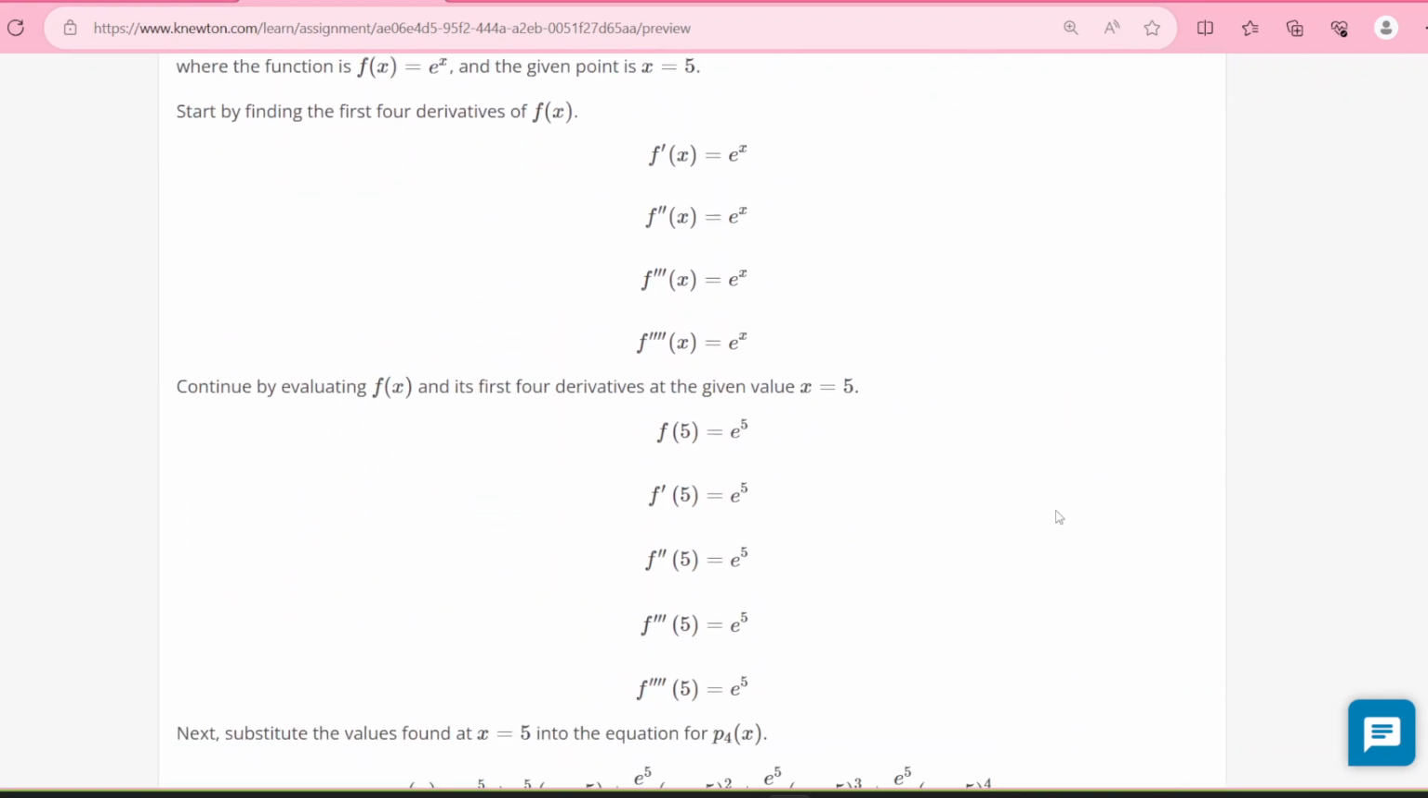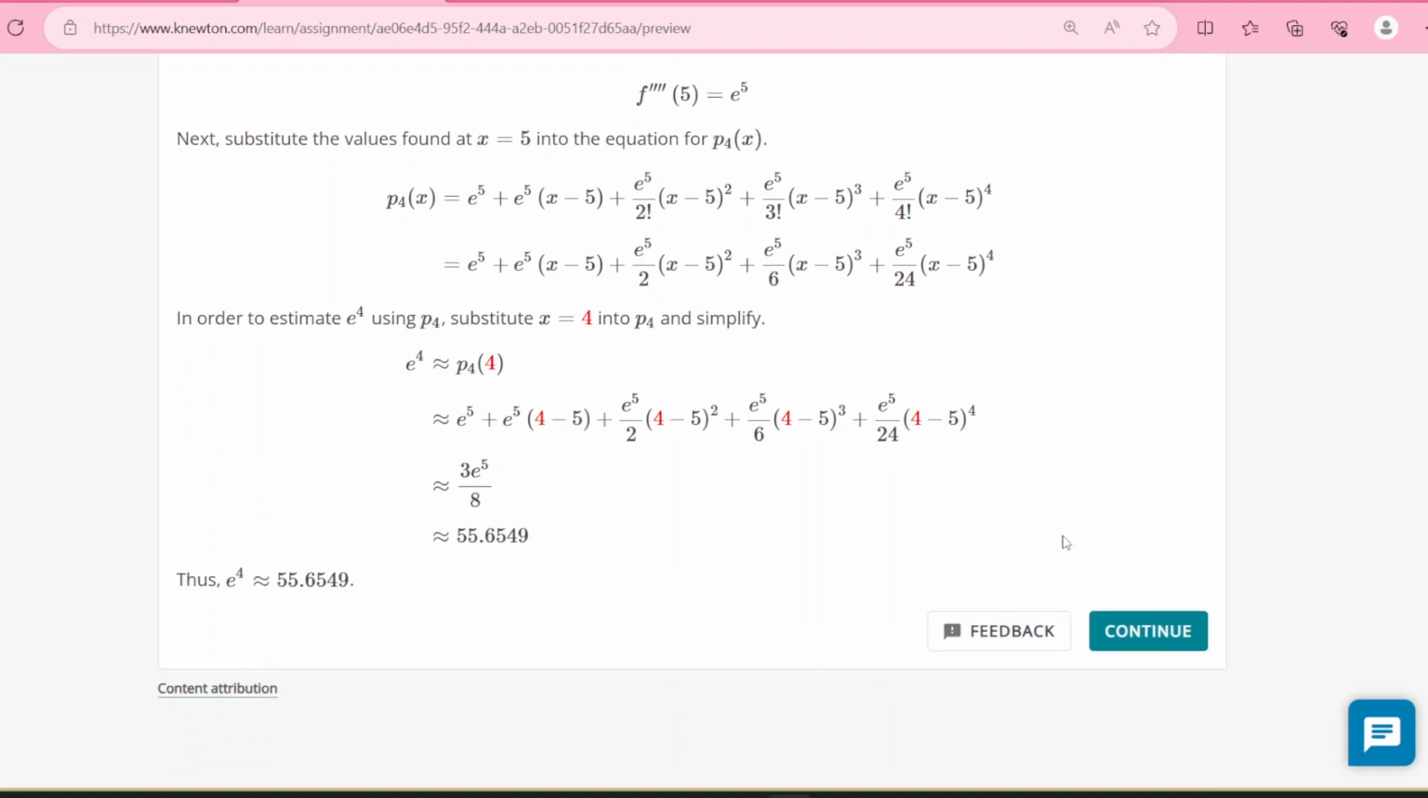And again, they take you through the procedure here, finding these Maclaurin or Taylor polynomials.